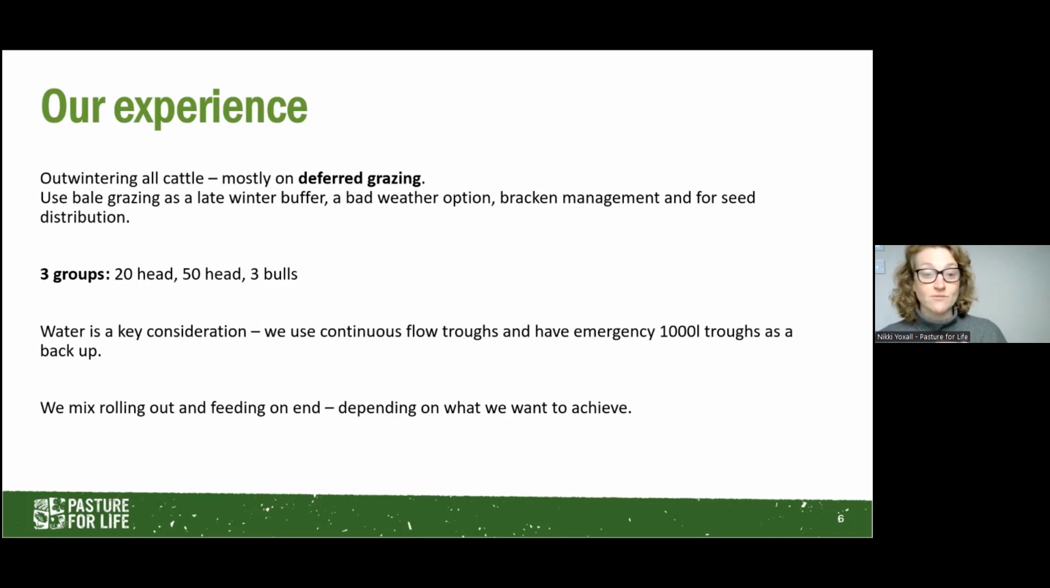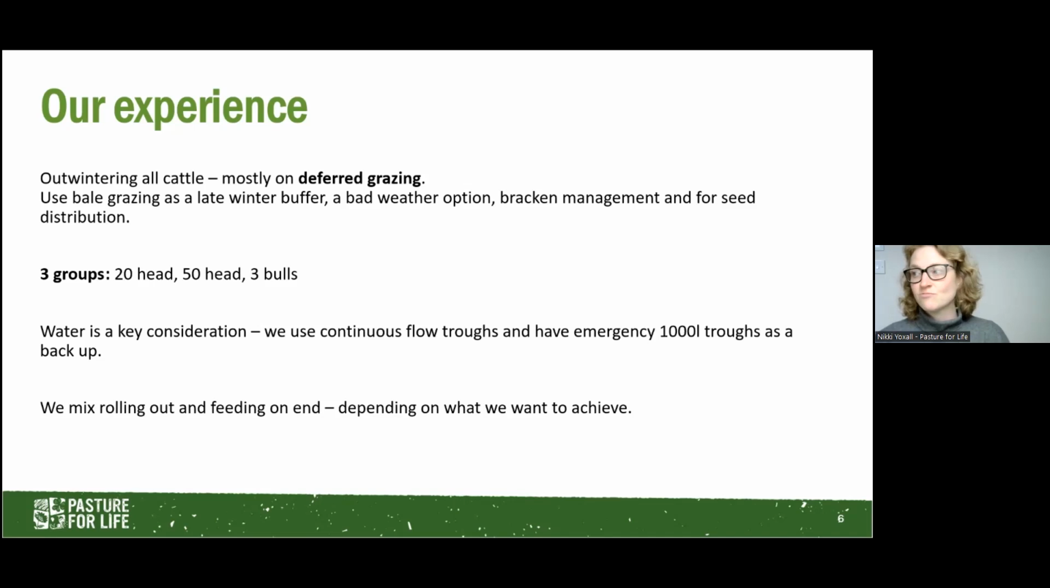And for us and for many in these systems, water is a key consideration. We use continuous flow troughs, so they are being fed by streams or other natural water sources and allow us to keep the water flowing. And I've got a video that shows that flowing at -15 degrees. And we have emergency 1,000-litre troughs as a backup, which we can fill and just leave full. And then if we need to, we can bring animals back to them.